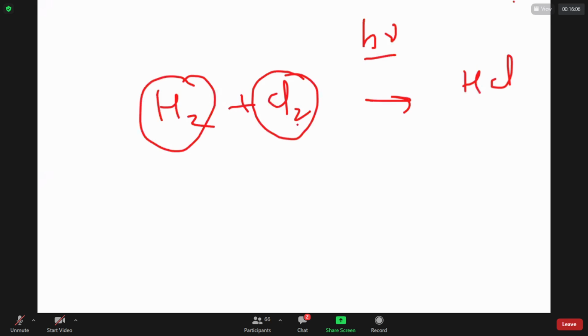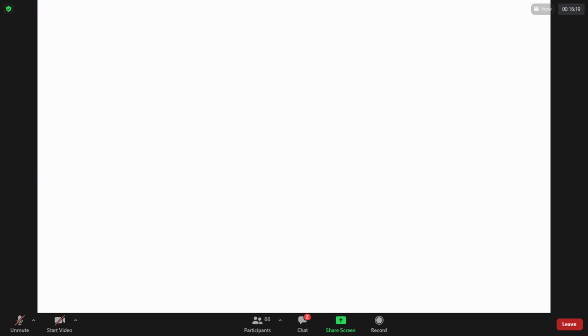So when H2 plus Cl2 gives HCl, first the bond between hydrogen atoms should break, then the bond between Cl atoms should break, then they should combine. Now, in any chemical reaction, the first step is breakage of existing bond.